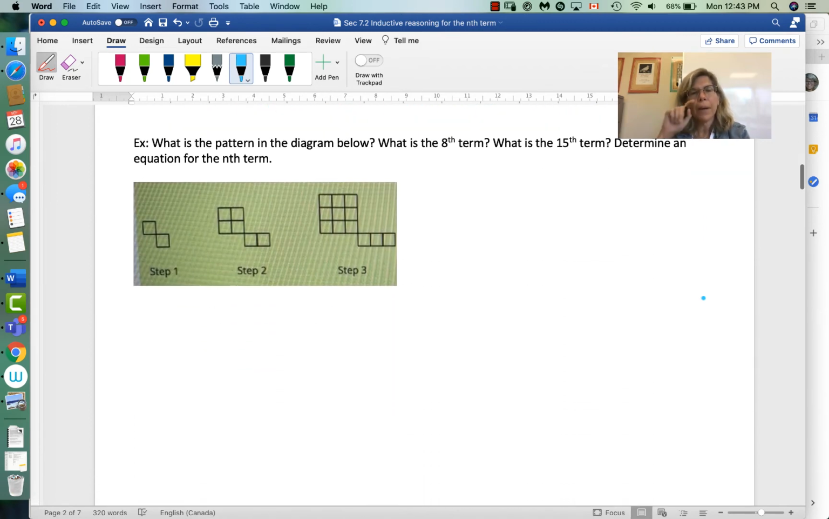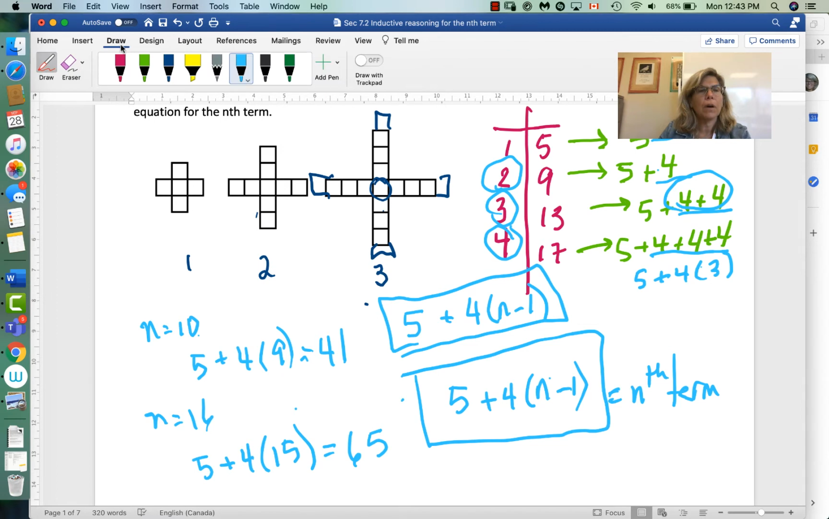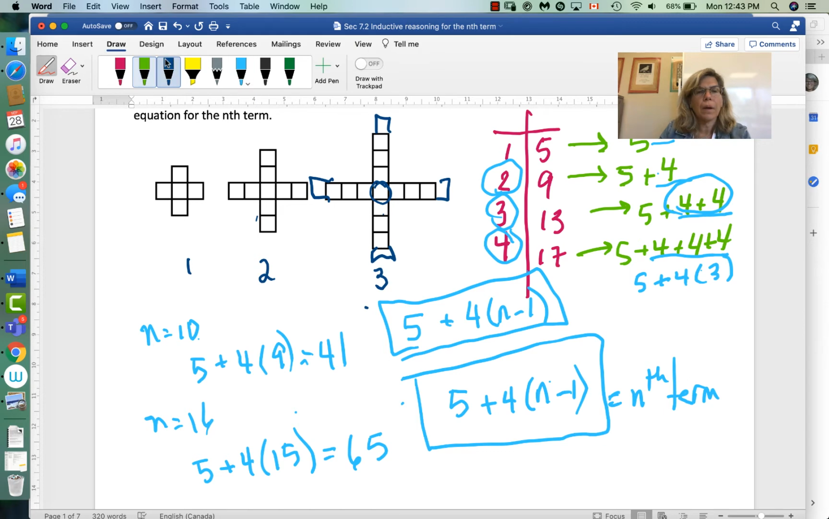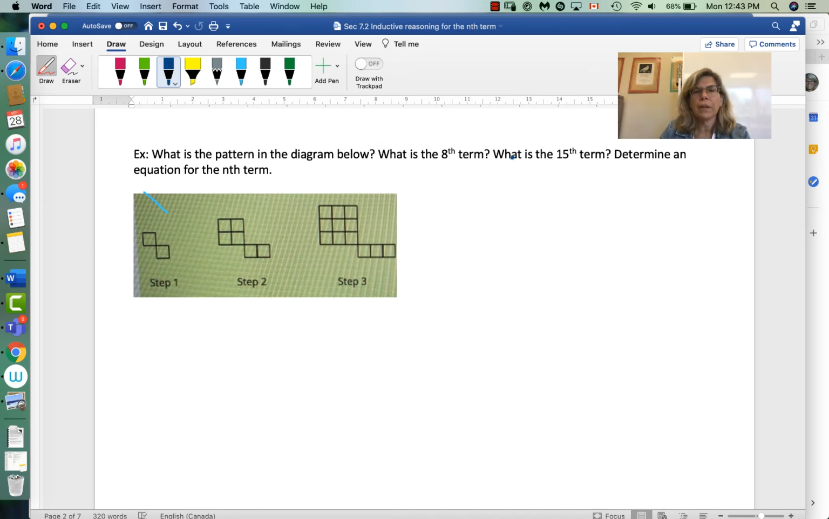So what is the pattern in the diagram below? What is the 8th term? What is the 15th term? And then determine an equation for the nth term. Well, let's write it out here again on a table of values. So this is the term, and this is the number of squares.